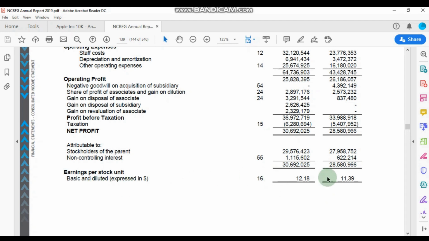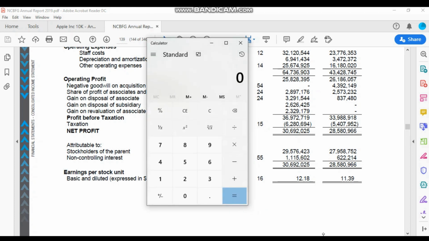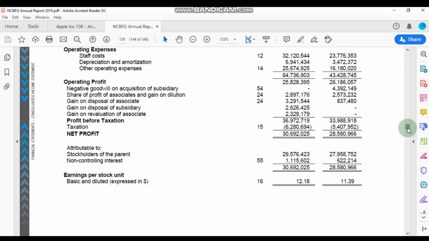The earnings per stock unit is the same as the earnings per share, and as you can see here, MCB Financial Group recorded an EPS of $12.18 Jamaican for the 2019 financial year. Note 16 will give us more details as to how they calculated this number, and I'm going to verify that. So I'm going to capture the net income, or the net profit, which was 30,692,025,000. Next, I'm going to scroll to note 16 in order to see the number of shares that were used in calculating the company's earnings per share.